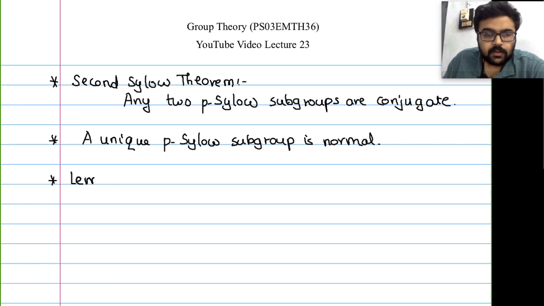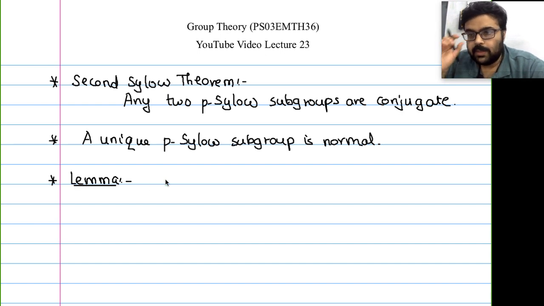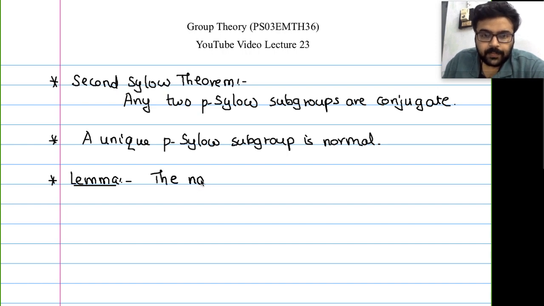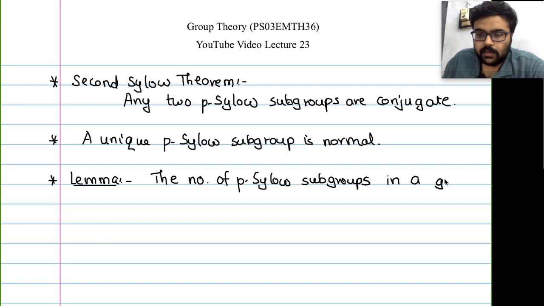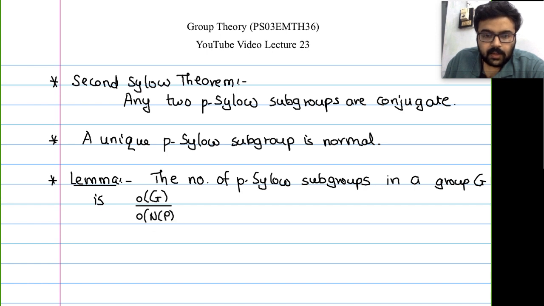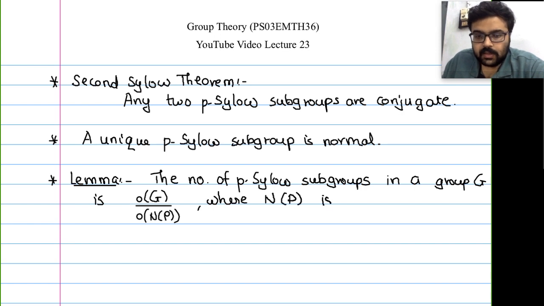Then we had seen the number of p Sylow subgroups in a group G. What is the exact number of p Sylow subgroups in a group G? It is given by the number of p Sylow subgroups in a group G is exactly order of G upon order of N_P, where N_P is the normalizer.